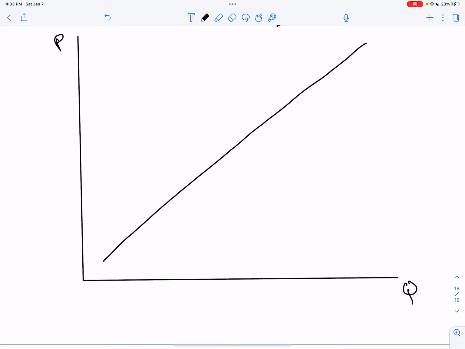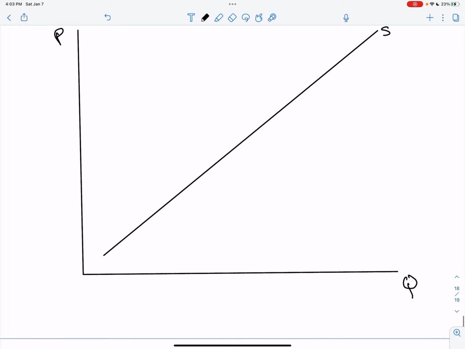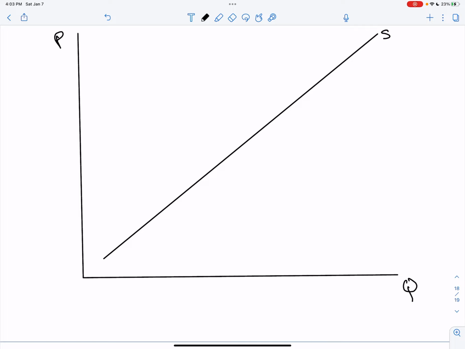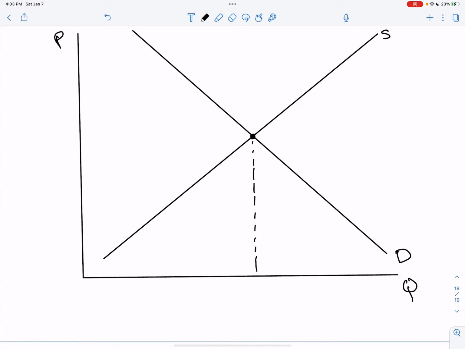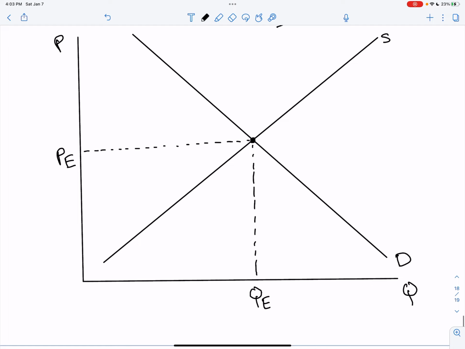So let's draw our initial supply curve. In our demand curve, we have the initial equilibrium quantity and our initial equilibrium price. And now we want to know what happens when supply increases. Okay. So, how do we draw an increase in supply?